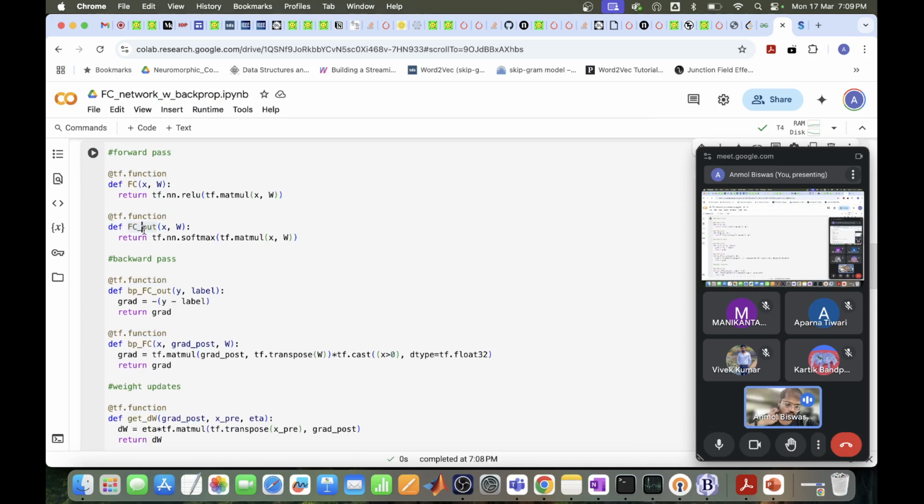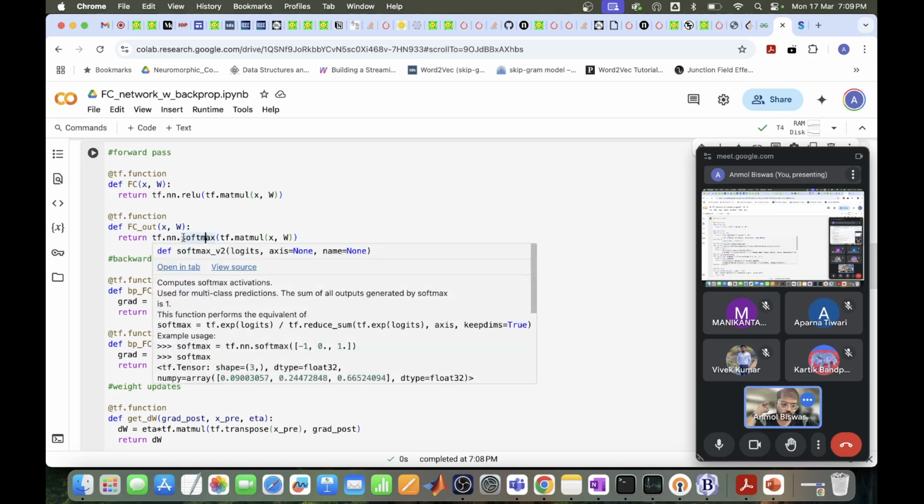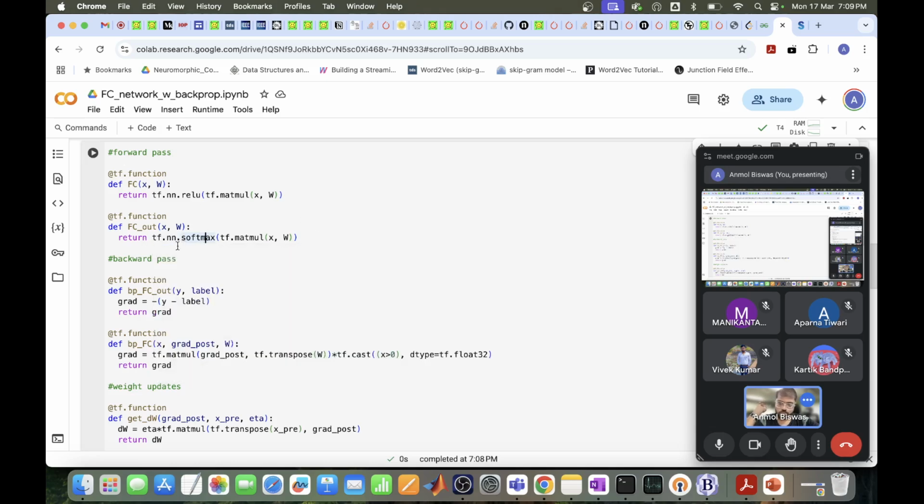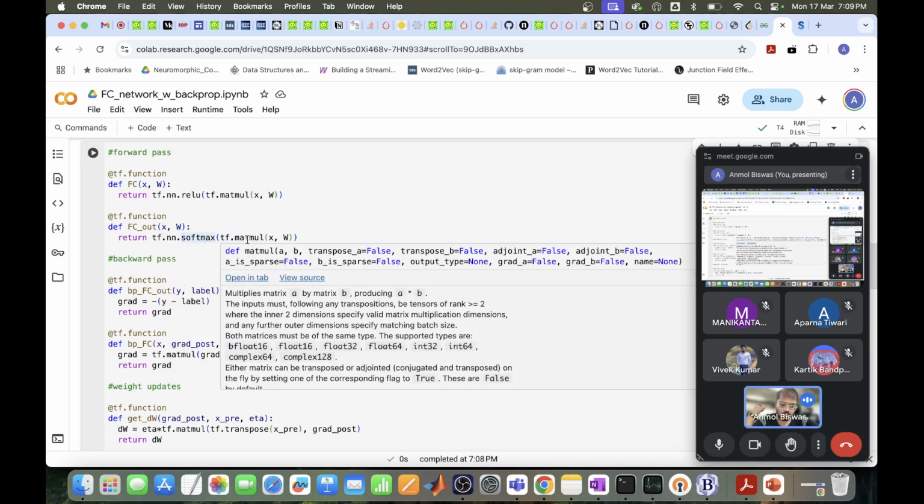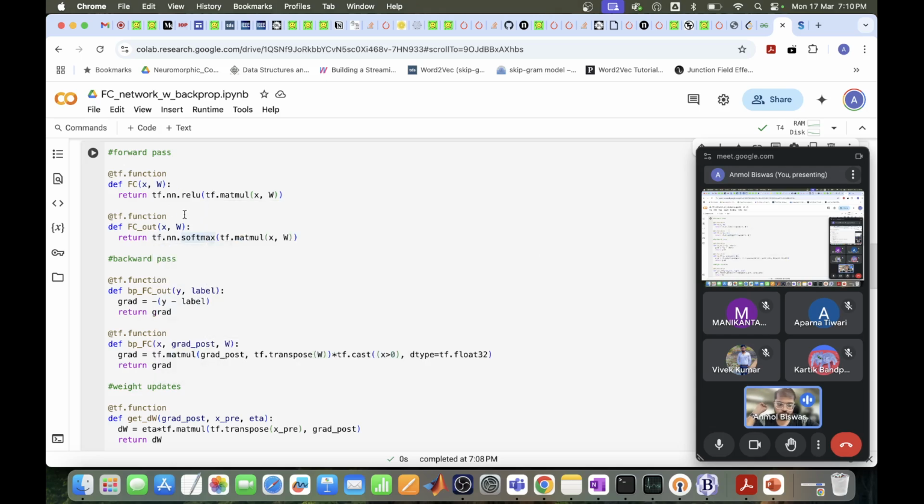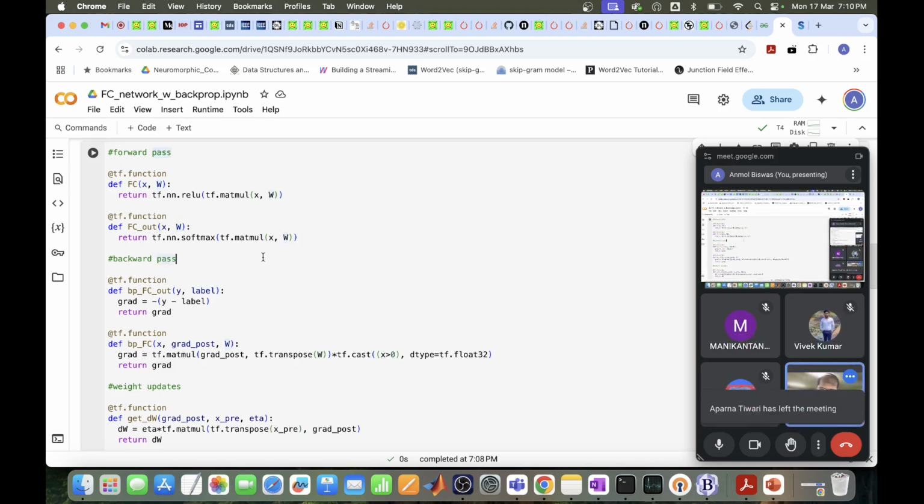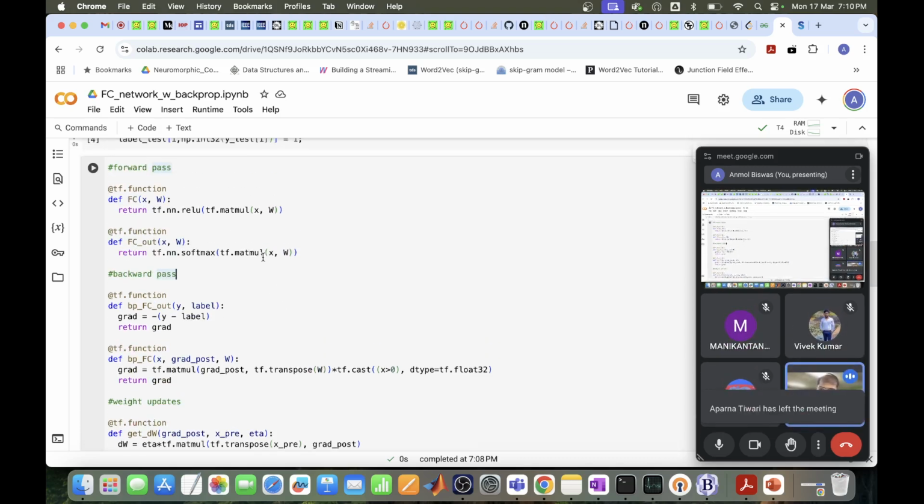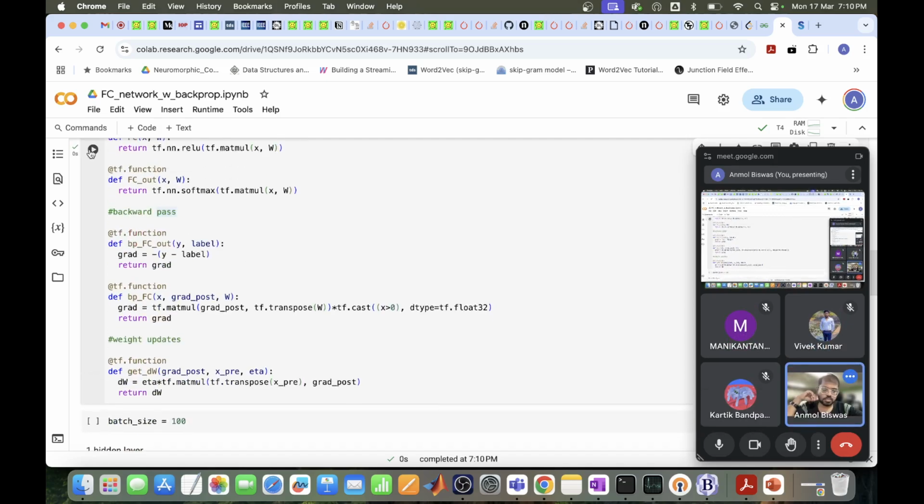For the output layer, it is slightly different because for the output layer we want softmax. So the output layer does tf.nn.softmax. In fact, instead of having it like this, you could simplify it by adding an extra parameter that says what kind of activation function you want. For the output layer, you pass softmax. For any other layer, you pass ReLU.